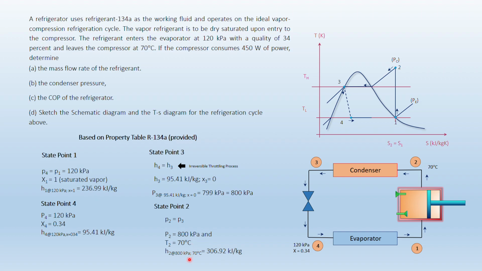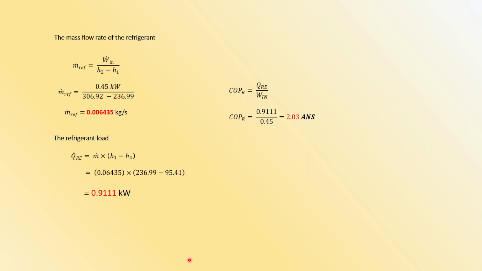Once you have found H1, H2, H3, and H4, then you will be able to find the mass flow rate of refrigerant, which is given by this, or you can say work in is equal to m dot times H2 minus H1. It's the same thing. And then the refrigerated load is actually the refrigerating effect. So that is how you find 0.911 kilowatts.